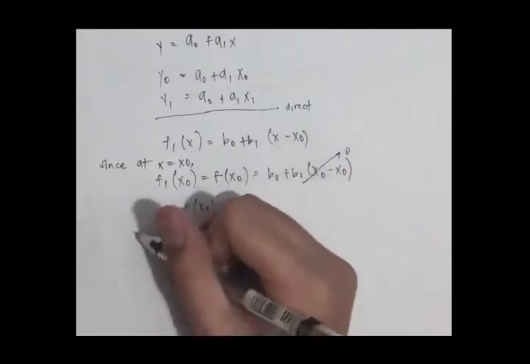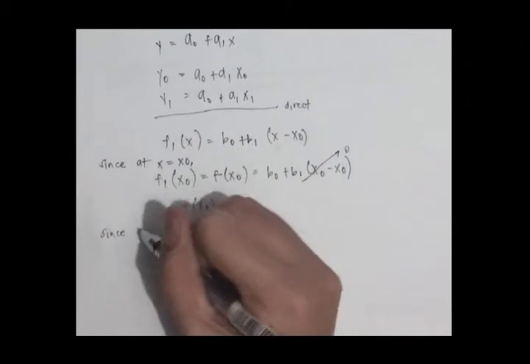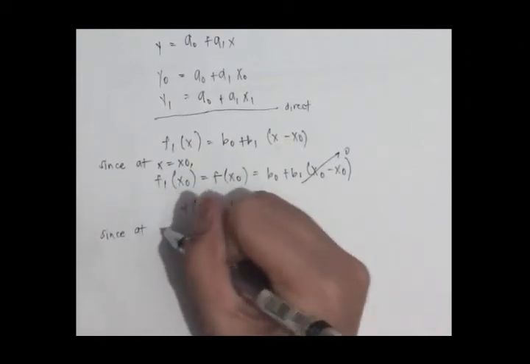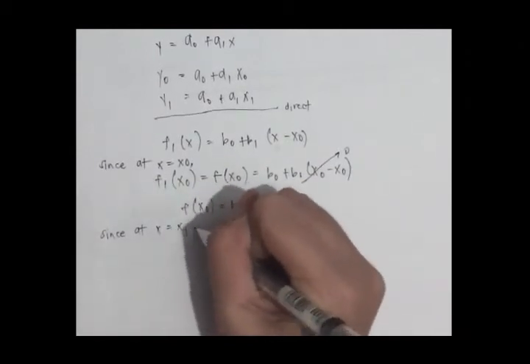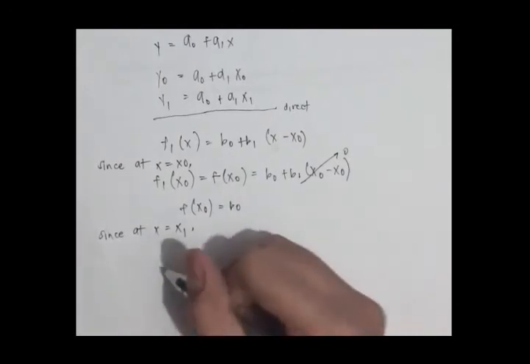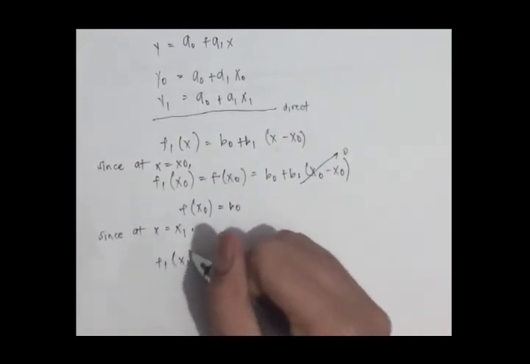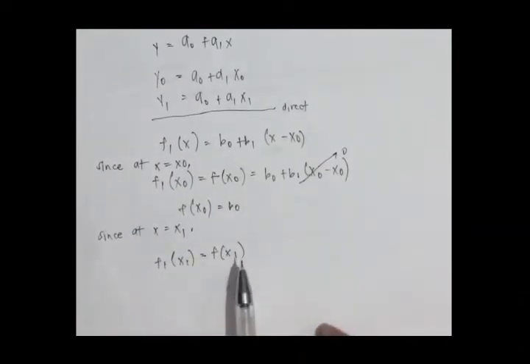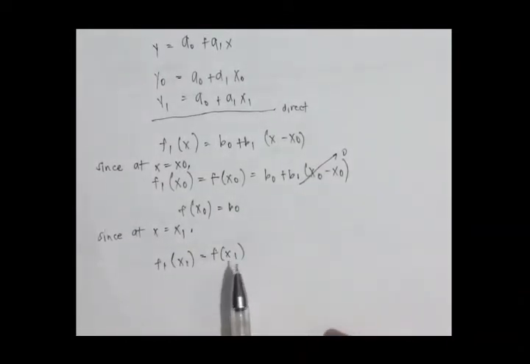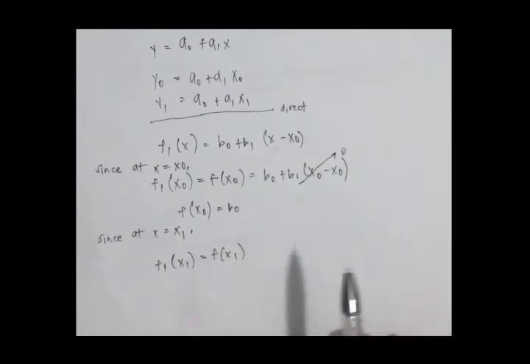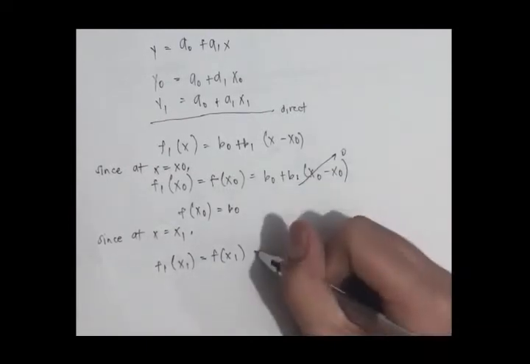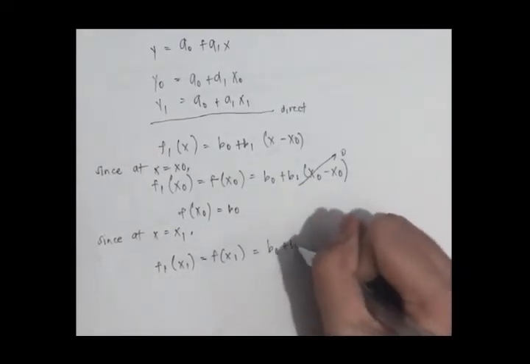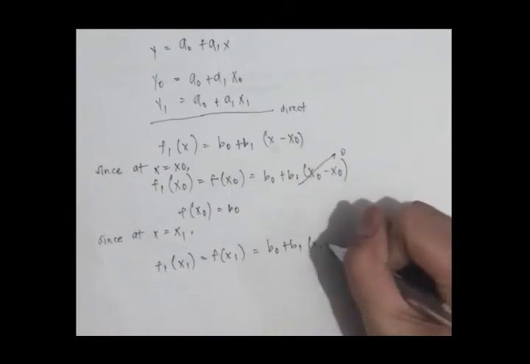Same thing dun din sa isa, na alam natin na itong first order polynomial which we have at x sub 1, since at x equals to x sub 1, ganun din, f sub 1 of x sub 1 equals to f of x sub 1. Ito will still be equal to the value of the function at x sub 1, which is again the same as the value of y sub 1 will be equal to b sub 0 plus b sub 1 x sub 1 minus x sub 0.